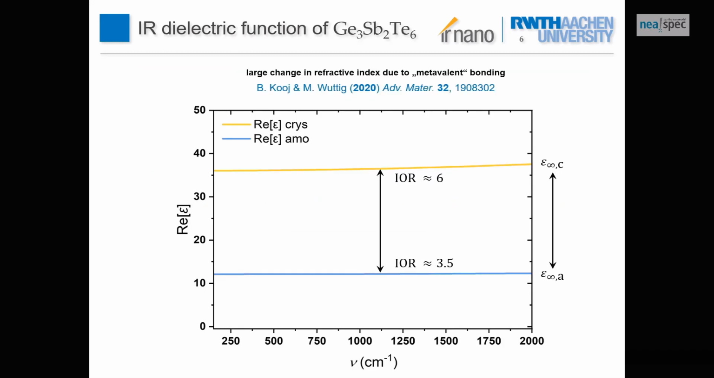And if we look at the dielectric function again and we add the imaginary part to this, you can see that in the amorphous phase there are basically no electrons or no conductivity. There's no Drude response at low frequencies. But in the crystalline state, we get the typical Drude response in the imaginary part.